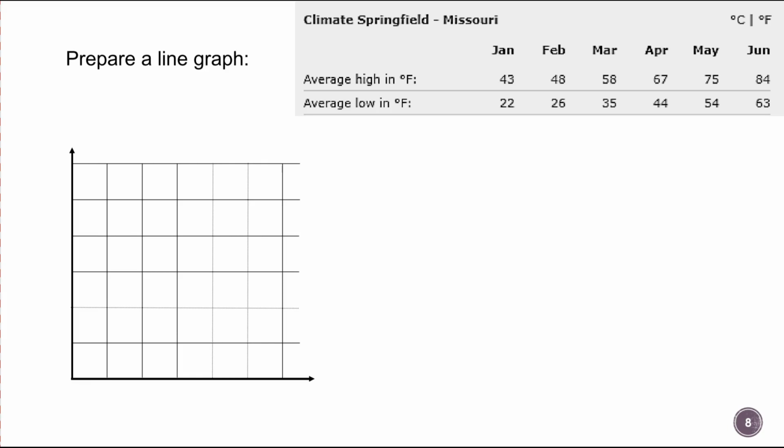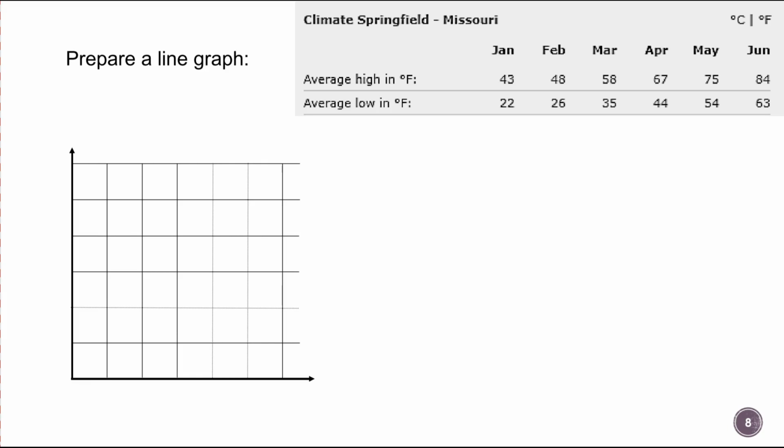And so this is just some data I found online about climate in Springfield, Missouri, the average high in degrees Fahrenheit and the average lows in degrees Fahrenheit for January through June. And so I think you pretty much know the trend. It's going to get warmer from January through June. But that's okay, because this was really just about a little bit of practice on making a line graph.